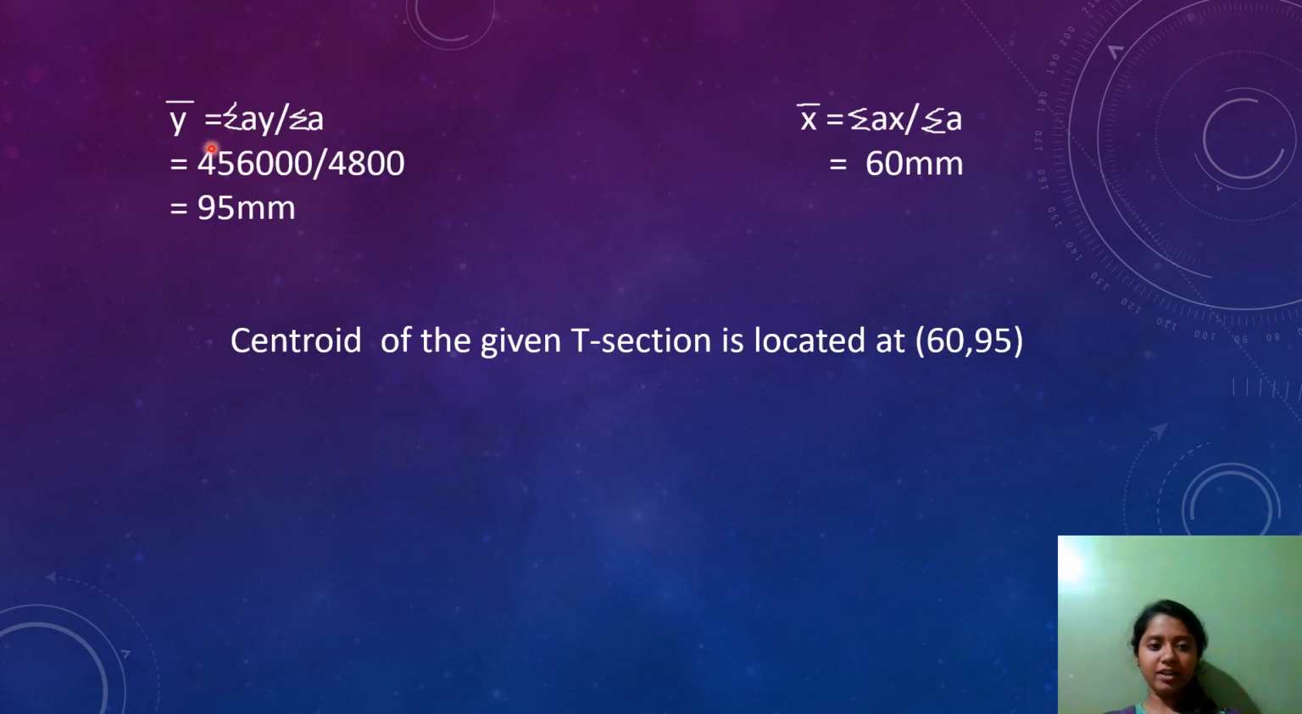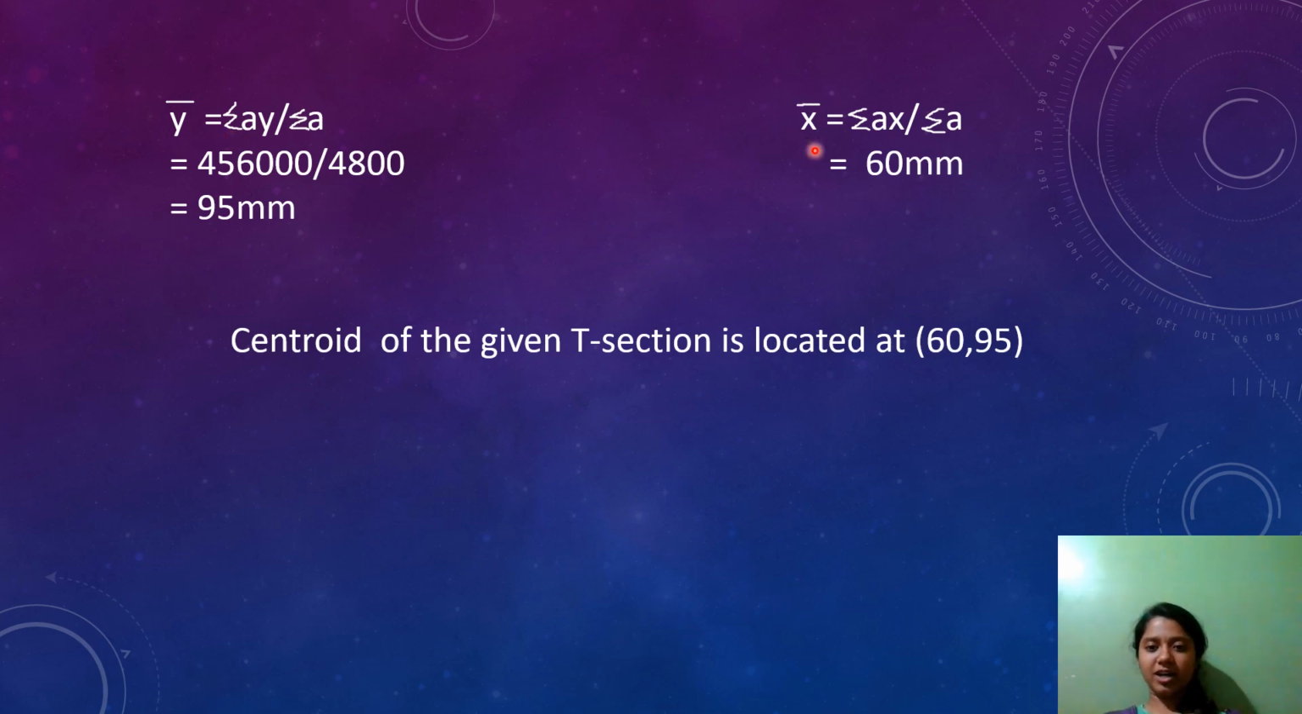After finding this, we have to find y bar, that is summation of ay. Summation of ay is nothing but summation of moment of area, that is 4,56,000, divided by summation of area, it was 4,800. So we get 95 mm. So the centroidal distance from x-axis is 95 mm.